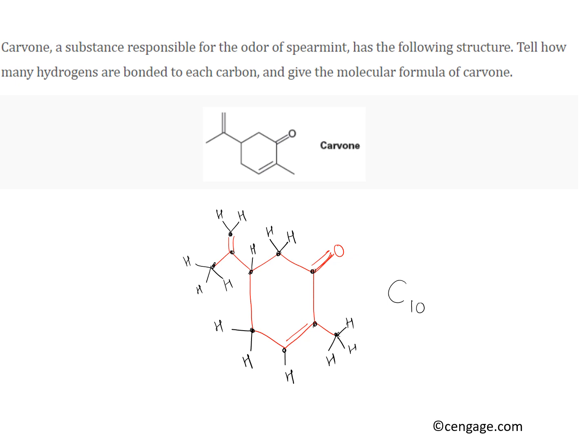Okay. So let's count the number of hydrogen atoms. We can start from here. 1, 2, 3, 4, 5, 6, 7, 8, 9, 10, 11, 12, 13, 14. So we have 14 hydrogen atoms. And then how many oxygens? Just 1. That also needs to be added. So this is my molecular formula, and there are 14 hydrogen atoms that are bonded to the different carbon atoms in this molecule.